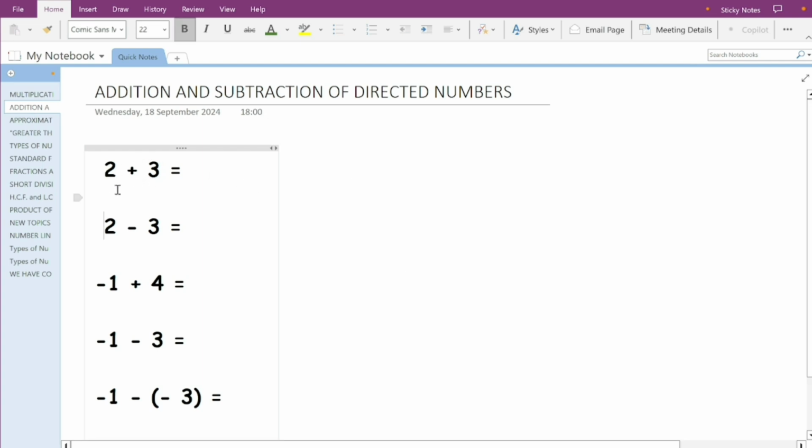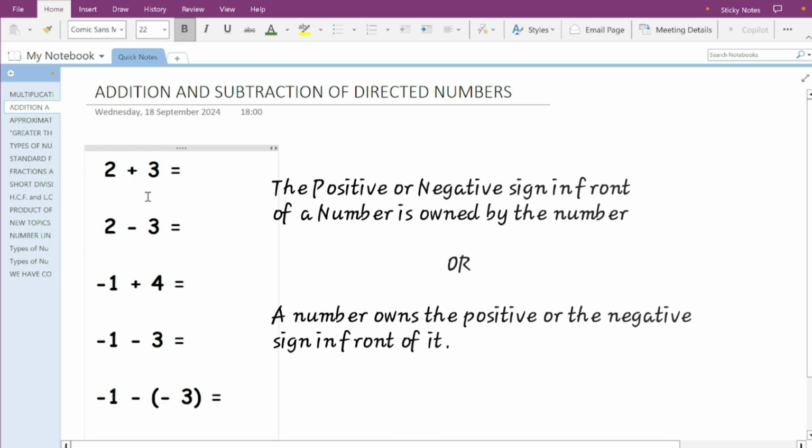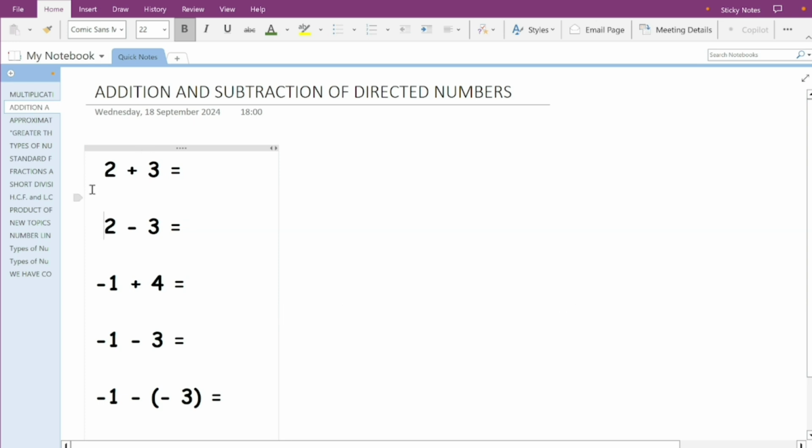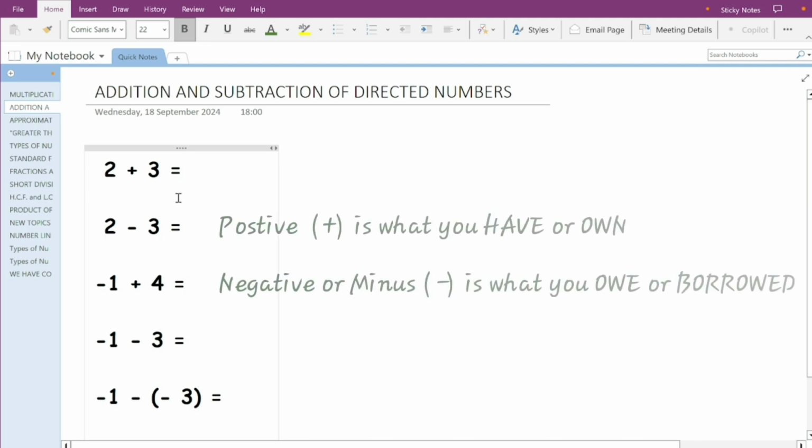2 plus 3 is 5, that's straight. But this 2 has a positive in front of it. Also note that the positive or the negative in front of a number is owned by that number. So this 3 owns this plus. And this 2 also has a plus in front of it, since there's no minus written in front of it. When no negative sign is written in front of a number, you should automatically know it has a positive. So when you have a positive and a number, that means you own or you have.